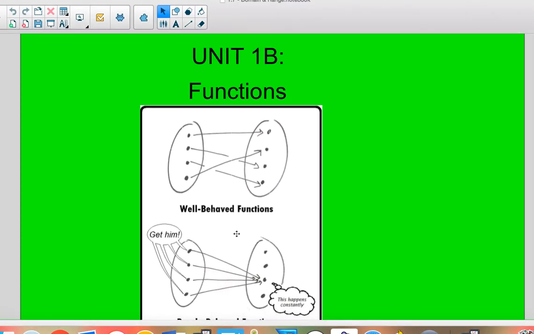We're actually in Unit 1B now. We're done with Unit 1A. So when you go into Schoology for the homework and whatever, make sure you're in 1B.